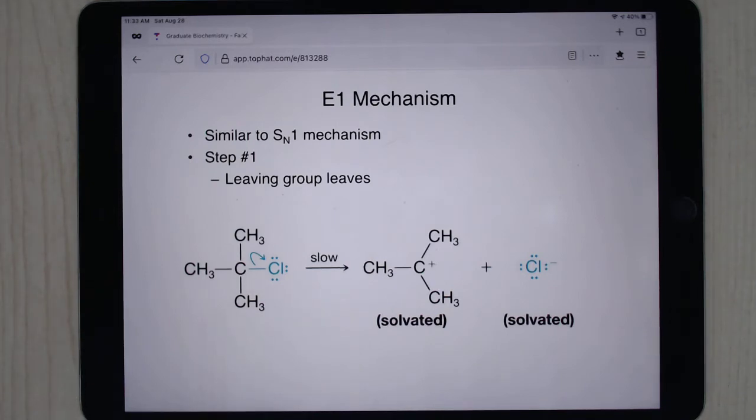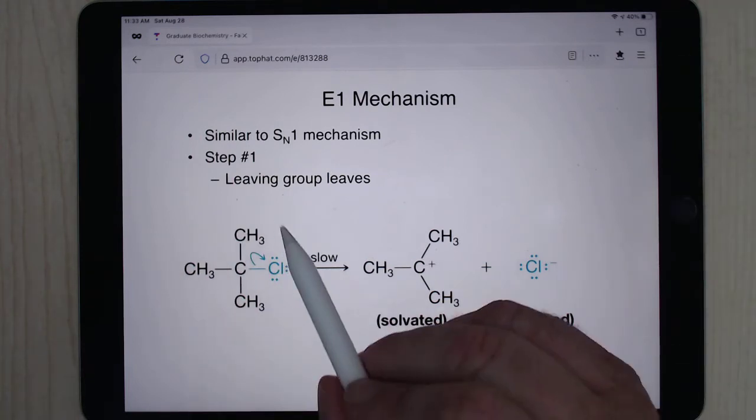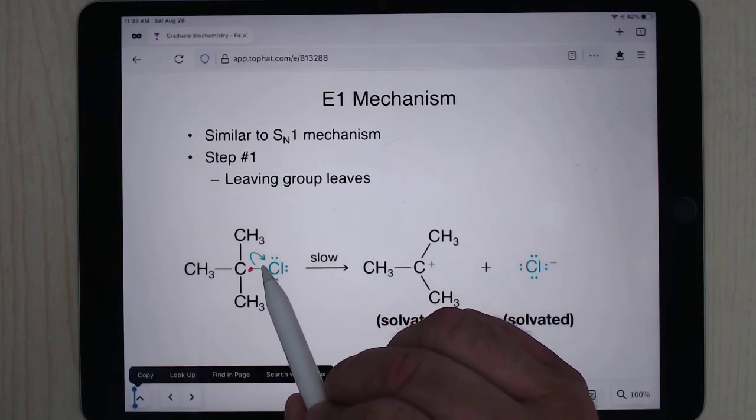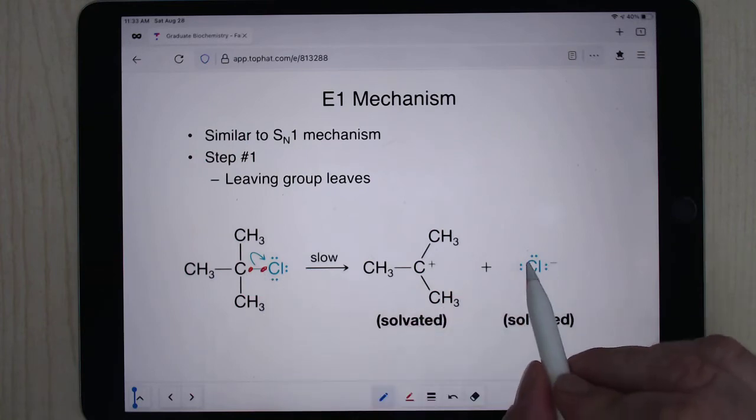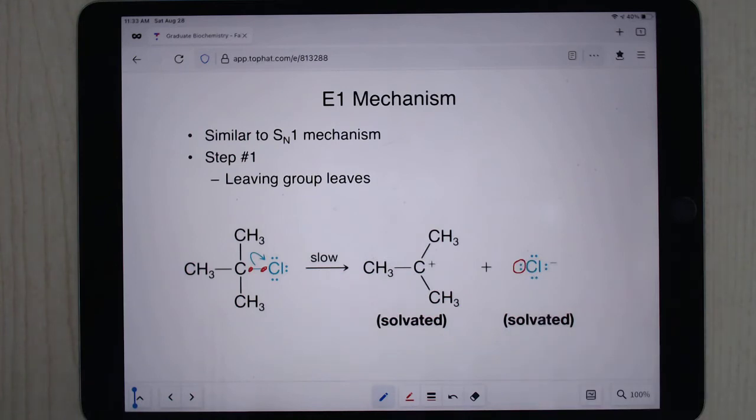Now we're going to talk about the mechanism. So how do we form this? With that, we'll talk about the E1 first. It is similar to the SN1, where the very first thing that happens for both the SN1 and the E1 is the leaving group leaves. So for this one right here, it's the leaving group leaving. In this case, the chlorine is going to come in. So here's the 2 electrons for that bond here. They're both going to hop up onto this chlorine to make this 4th set of lone pair.